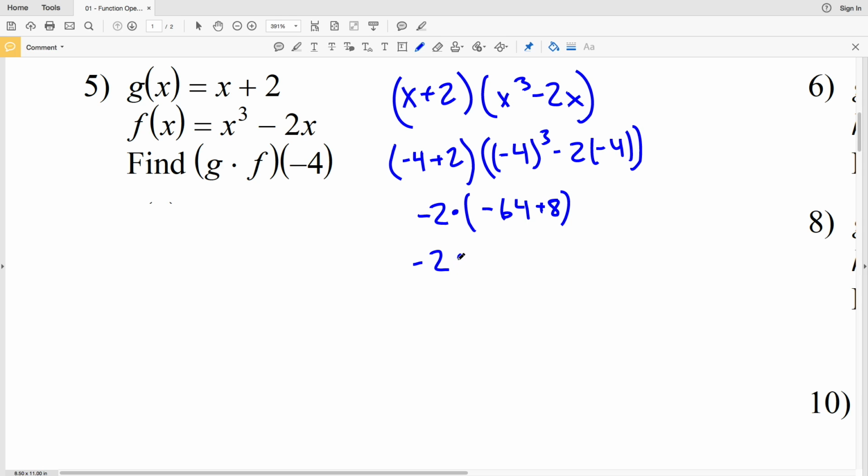So we'll have negative 2 times negative 64 plus 8 is a negative 56, and negative 2 times negative 56 is indeed a positive 112. So you can see that either way, we will get 112 as our solution. Let's move on to number 6.